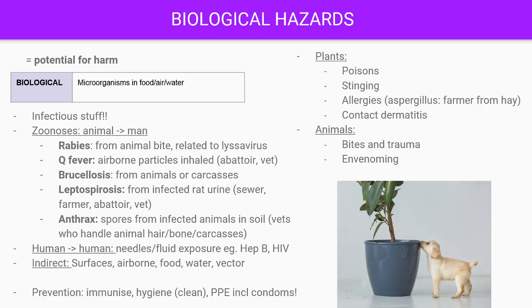Anthrax, and then you've got obviously human to human, which you know more than me about, so Hep B and HIV and things. And then you've got indirect things, so you can get stuff off surfaces and through food and water and vectors like mosquitoes and stuff. So to prevent, you would do immunizations, hygiene, and PPE, including your condoms for HIV and stuff. In terms of plants, they can poison you, sting you, you can get allergies from them, especially there's an aspergillus question with a farmer, because they get moldy hay, and also contact dermatitis. And then animals can bite you and envenom you.